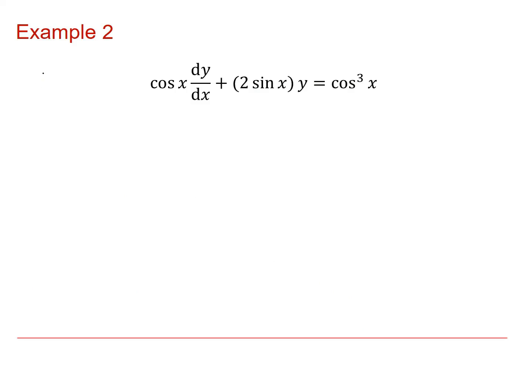Okay, let's have a look at this example then. Well, the first thing to note is I haven't got dy by dx on its own. So the first thing I'm going to need to do is to divide through by cos x. So this is going to give me dy by dx plus 2 tan x y. I'm going to keep the brackets so that we realize that 2 tan x is a function on its own, is equal to cos squared x.